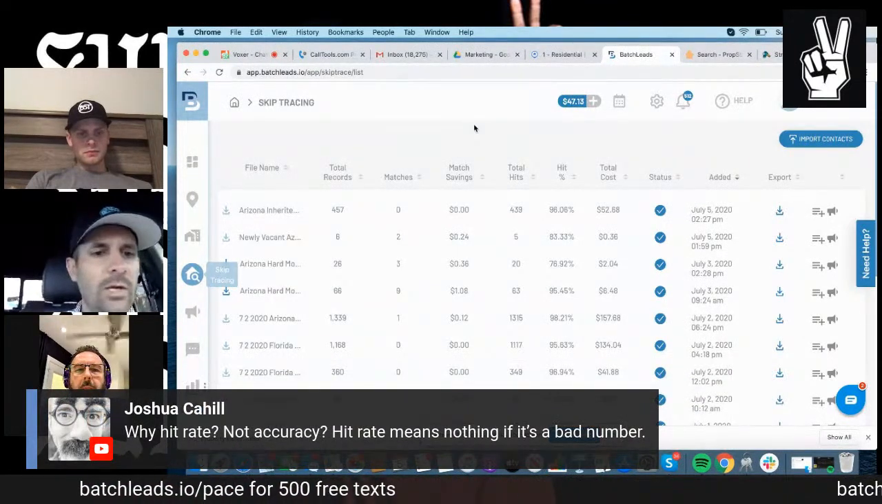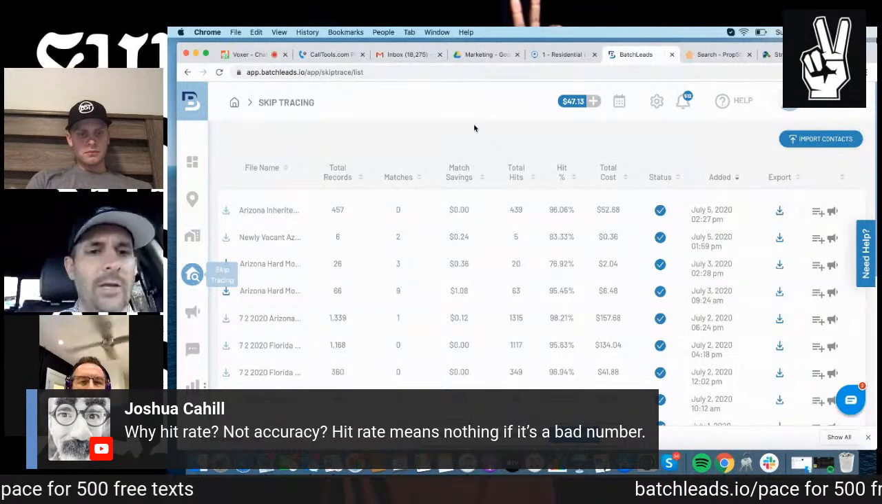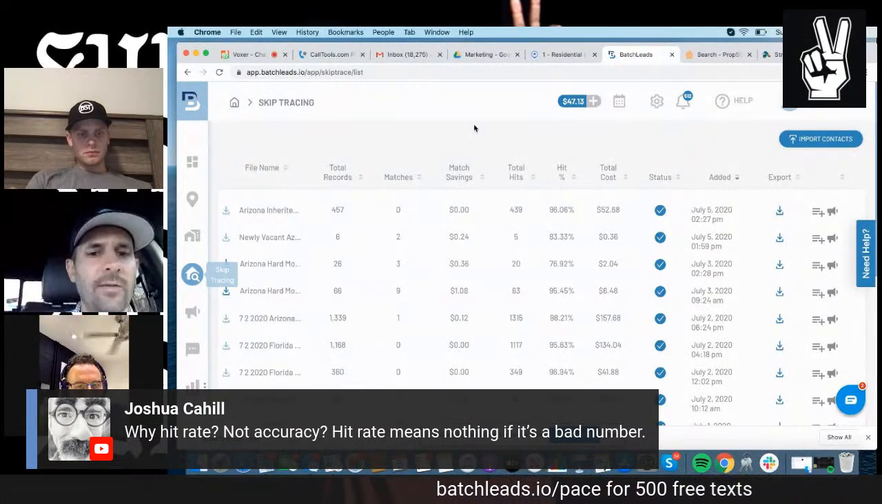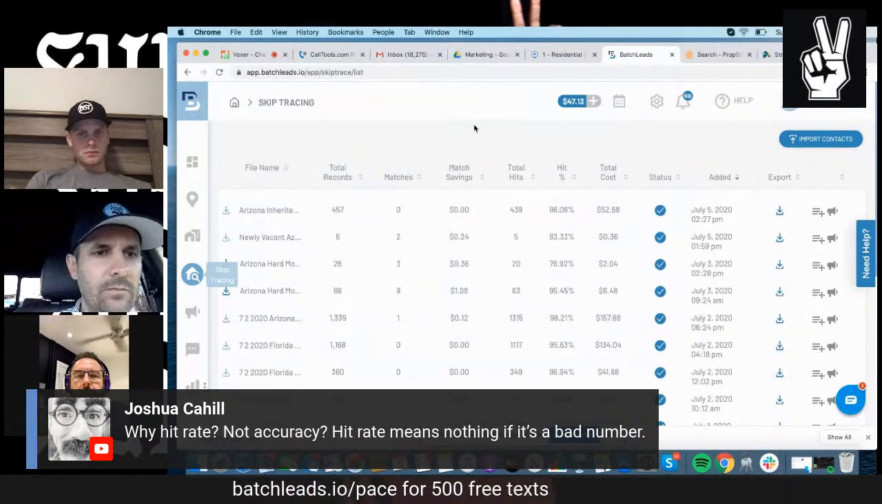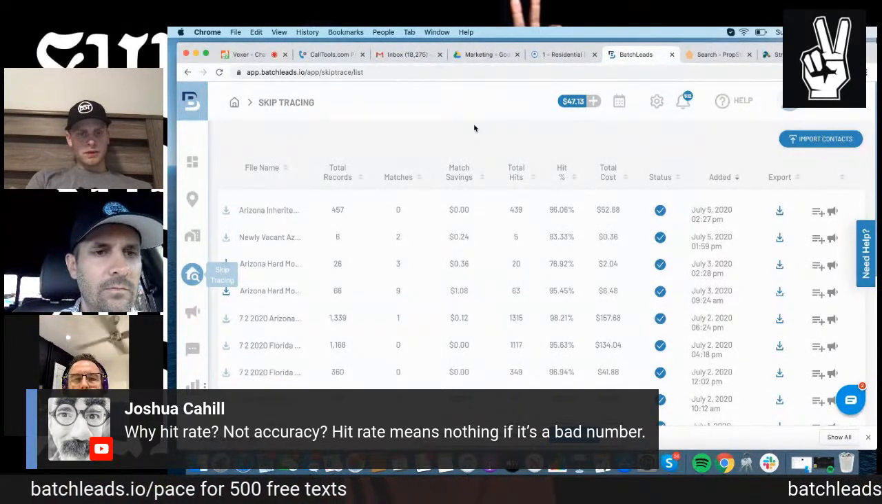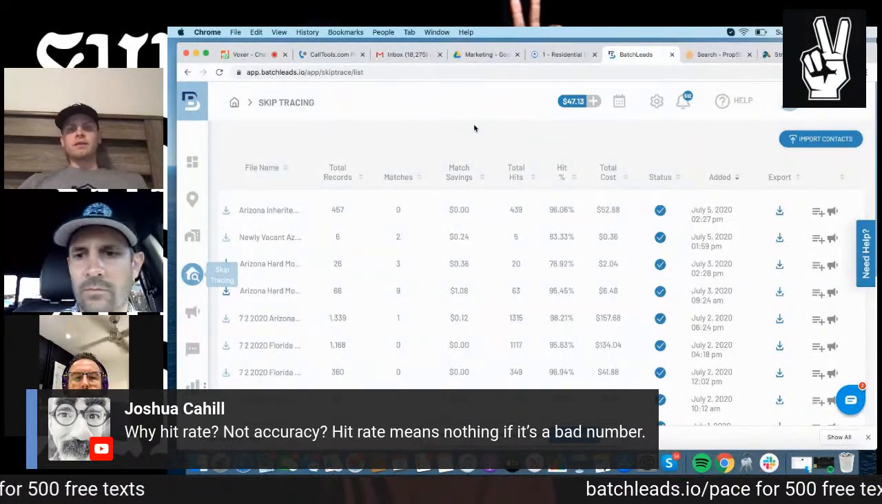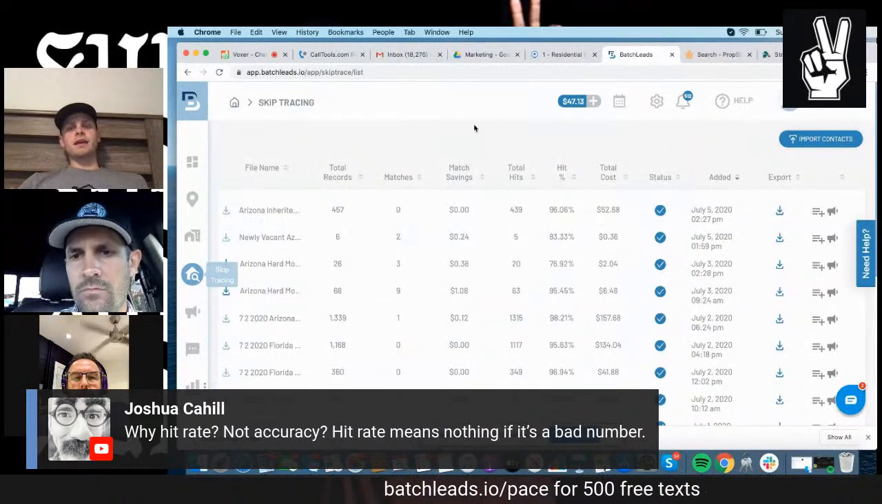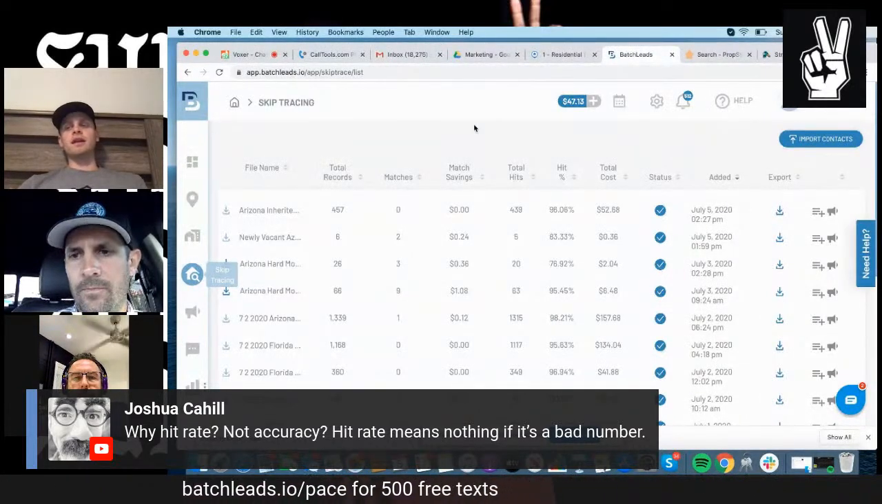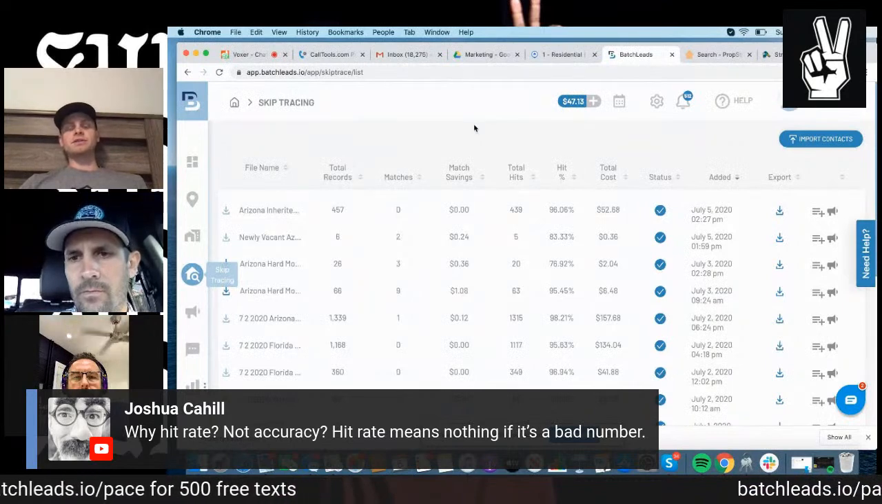Okay, Joshua Cahill asks, why hit rate and not accuracy? Hit rate means nothing if it's a bad number. 100%. So I look at the hit rate as the percentage of the data that's actually coming back from what I'm skip tracing.